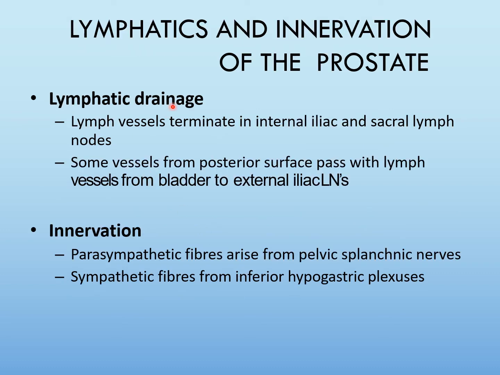About the lymphatic drainage, the lymph vessels terminate in the internal iliac and sacral lymph nodes. Innervation: parasympathetic fibers arise from the pelvic splanchnic nerve and sympathetic fibers from the inferior hypogastric plexus.